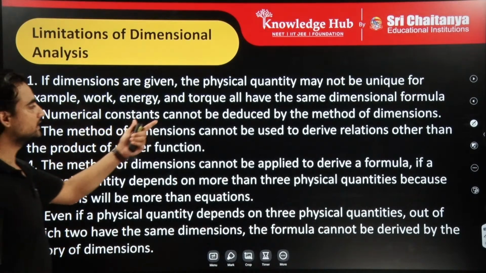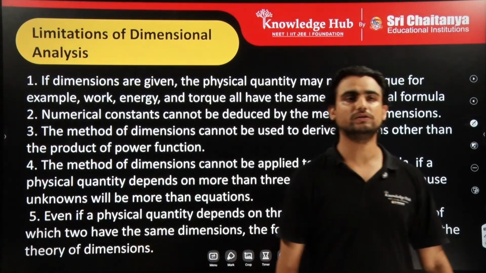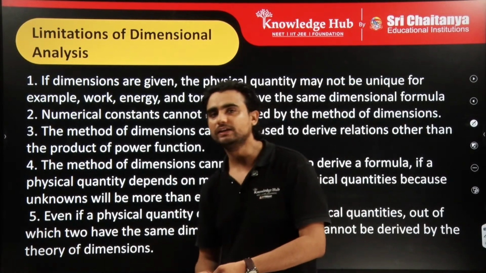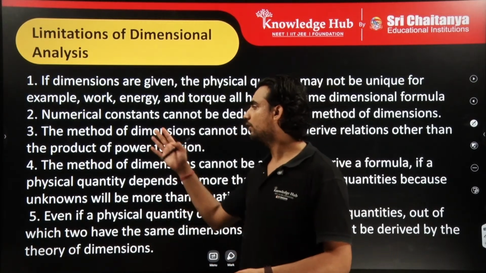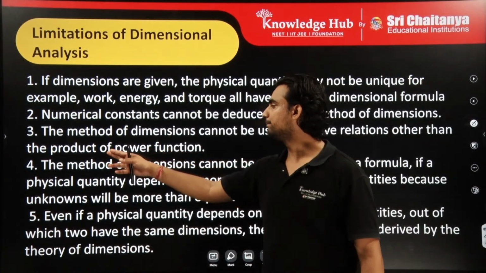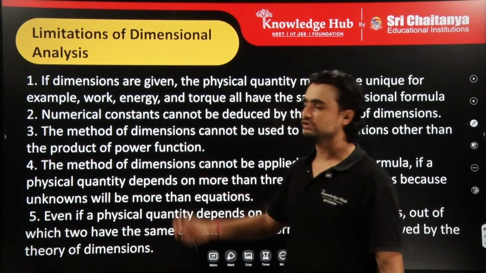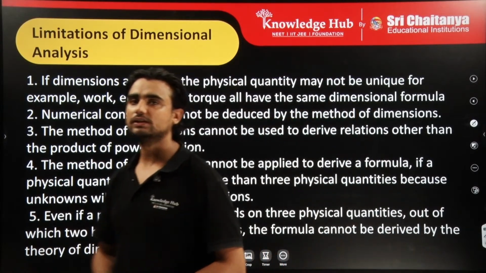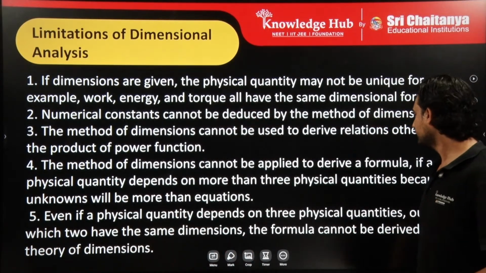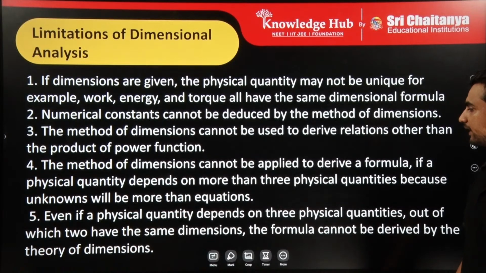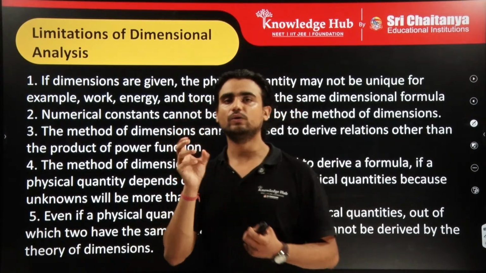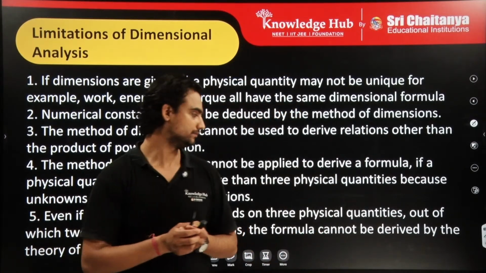Second, numerical constants cannot be determined. I cannot find the numerical constant as we saw there. I don't know whether it is a half, a 1 by 3, or any other number. Third, the method of dimensions cannot be used to derive a relation other than a product of power functions. Fourth, the method of dimensions cannot be applied to derive the exact formula. I can only find the powers, I cannot know the exact formula.